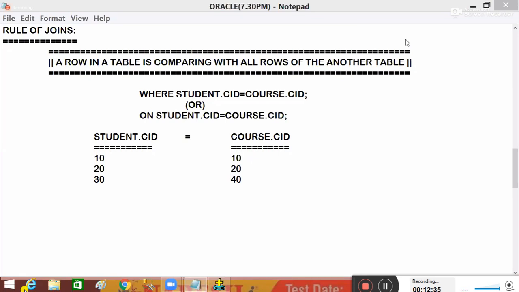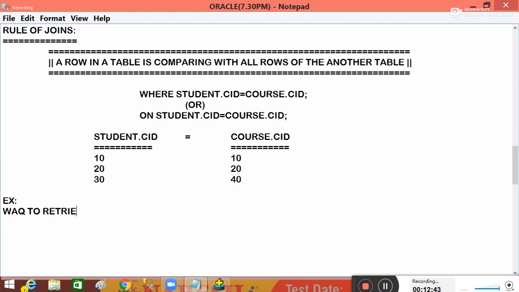Now, suppose another example: write a query to retrieve student, course details from the tables, if course ID is 20. So the next example is what now? I don't want all matchings here. I want a particular course ID number 20, the specific matching data of CID number 20, I have to get it.